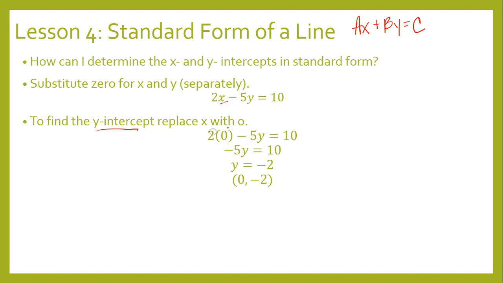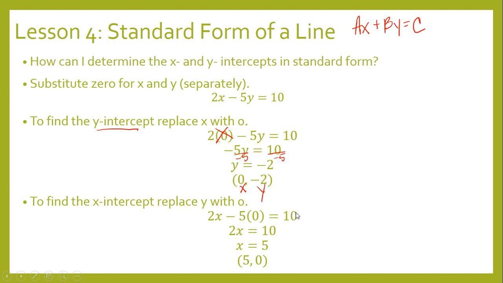So 2 times 0 is 0. It cancels out, and I bring down everything else in the equation. And so then I divide by -5 to get my final answer of -2. So my y-intercept would be 0, -2, that ordered pair. I substituted x with 0. That's where that's coming from.